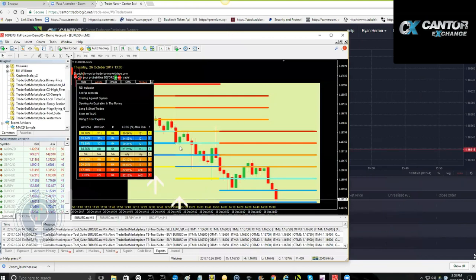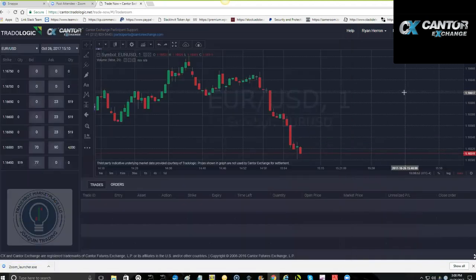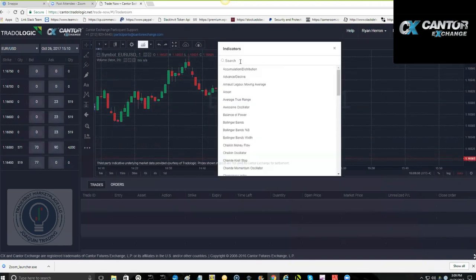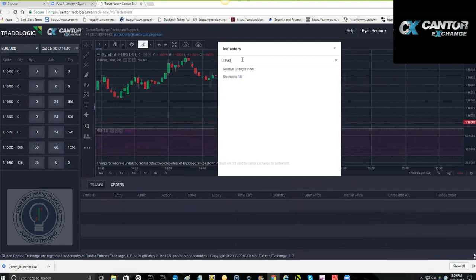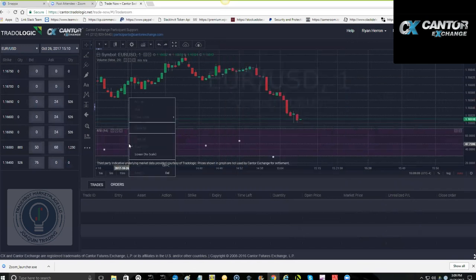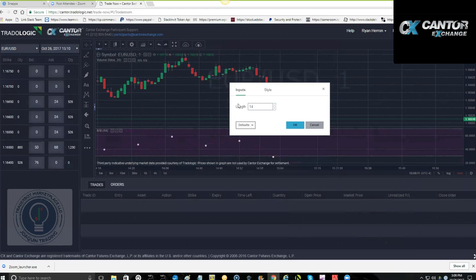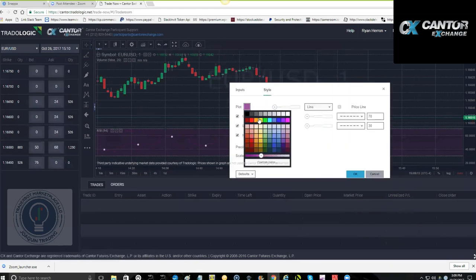And all it does is show me probabilities on what is likely to happen if I look at whatever. So we're looking at the Euro USD. Right now on Cantor Exchange, I can see that price is falling. I can see all my strikes right here. If I wanted to add, let's say, an RSI, let me add the RSI on here. There we go. There's an RSI, 14-period RSI, just a normal RSI. Let me make it to where you can see it a little bit better.